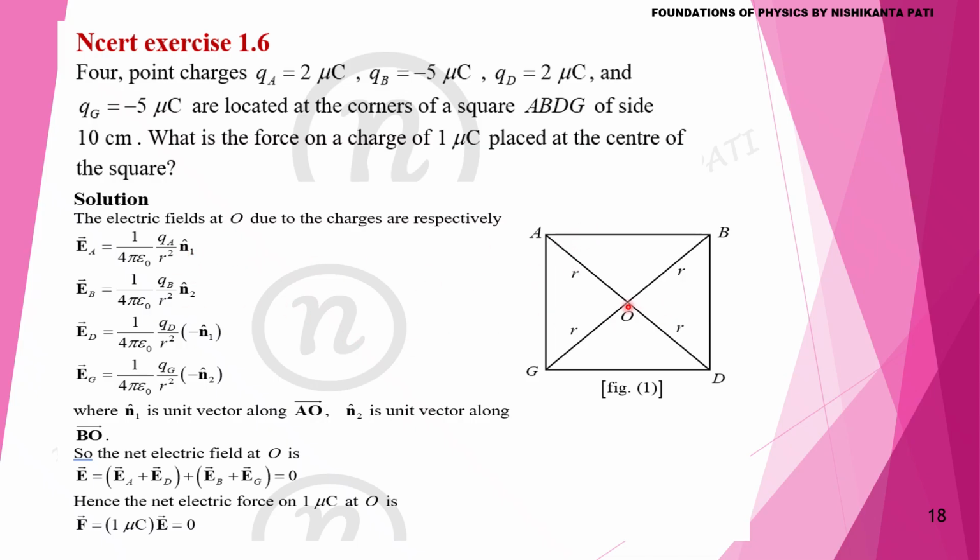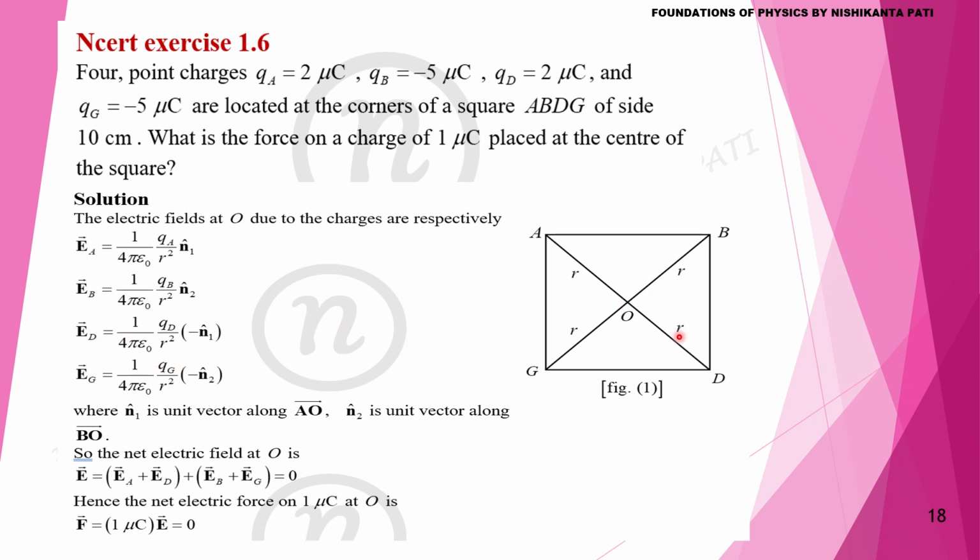Let us find the electric field at O due to the individual charges. EA is the electric field at O due to QA: 1 by 4 pi epsilon 0, QA by R square, n1 cap. n1 cap is the unit vector directed along AO vector. EB vector, the electric field at O due to QB, is 1 by 4 pi epsilon 0, QB by R square, n2 cap. n2 cap is the unit vector directed along BO.